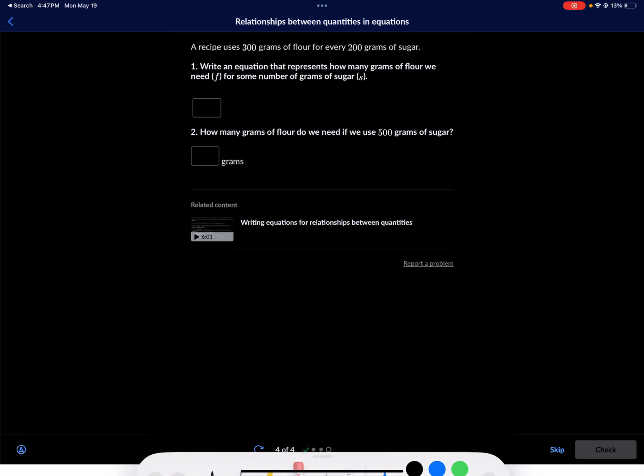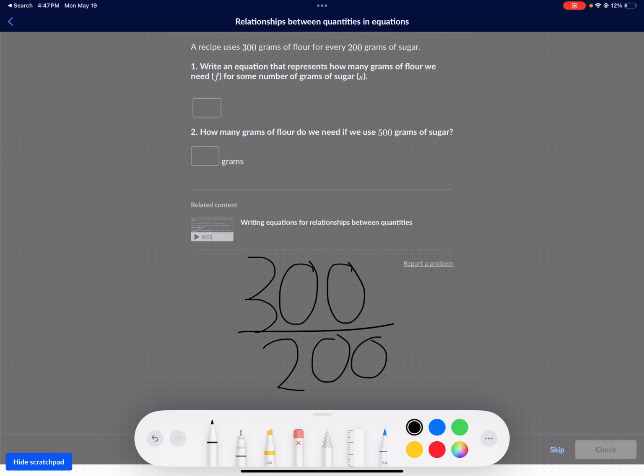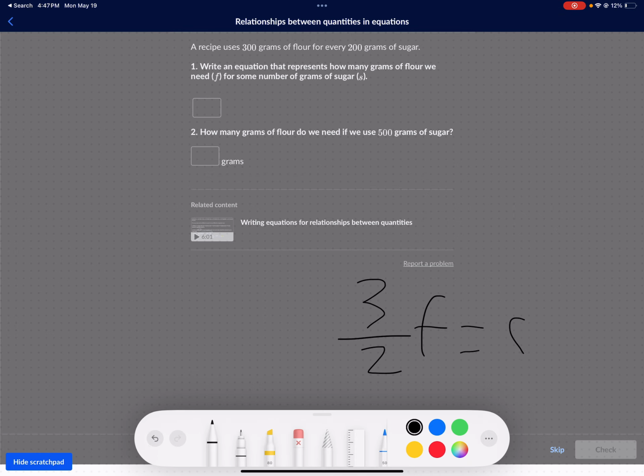Okay, so last problem here. A recipe uses 300 grams of flour for every 200 grams of sugar. So we want, given some sugar, we want the amount of flour. So let's put our main formula, 300 for 200 grams of sugar. So we want this over this. So if we're doing flour to sugar, we want more flour for less sugar. So that means we have 3 to 2, flour to sugar.